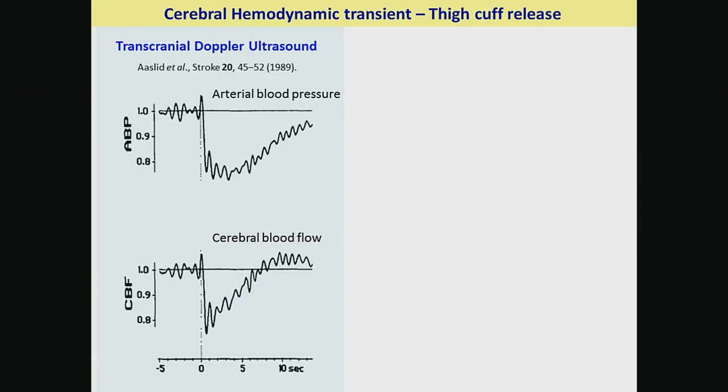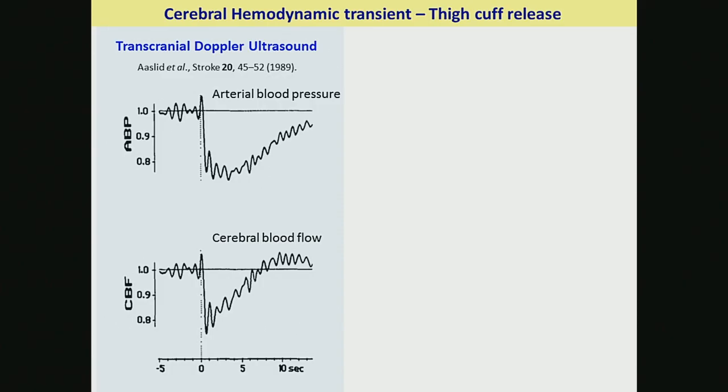And this is what was done in 1989. And since then, there has been a large number of papers in the field of transcranial Doppler ultrasound mostly to measure autoregulation. So this is the transient drop in mean arterial pressure, in this case by about 20%. And this is cerebral blood flow measured with transcranial Doppler ultrasound. These measures are done through a temporal window by measuring the flow velocity in the middle cerebral artery. So these are measurements done on a large blood vessel.